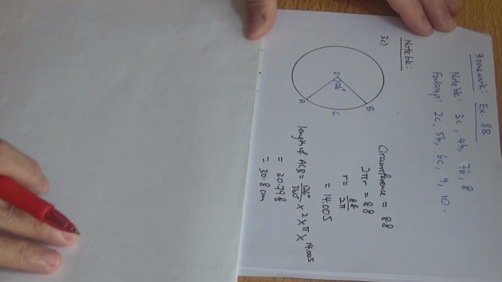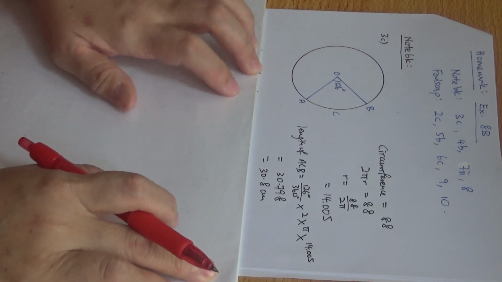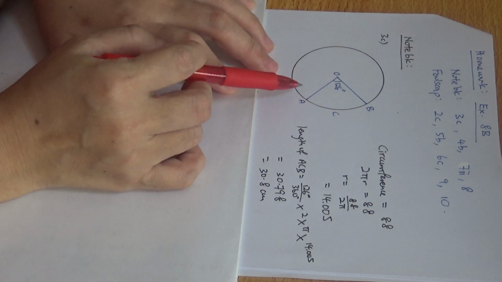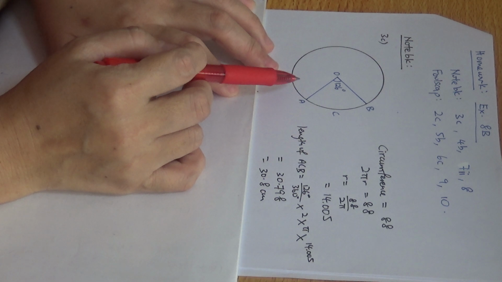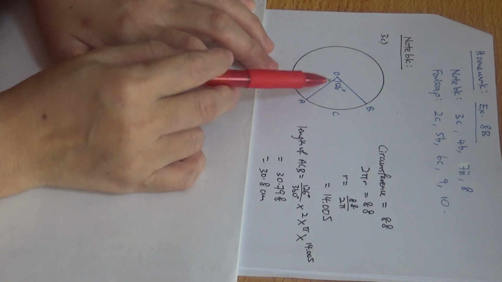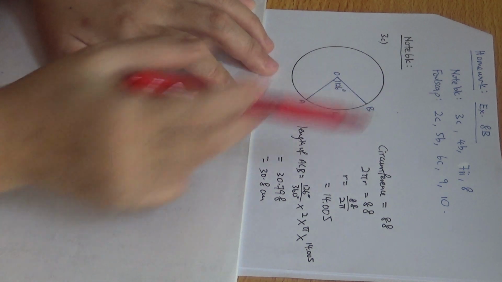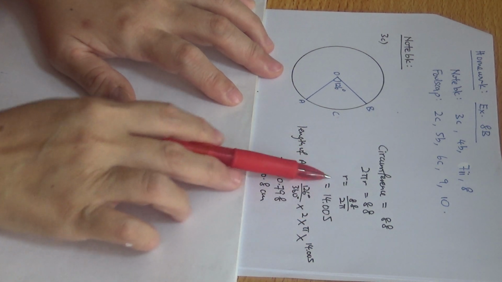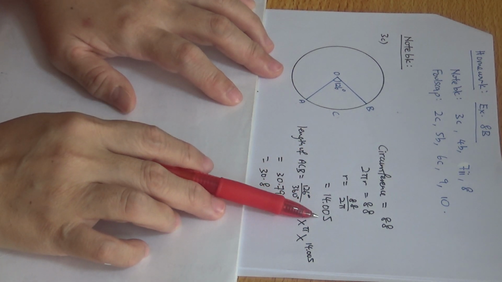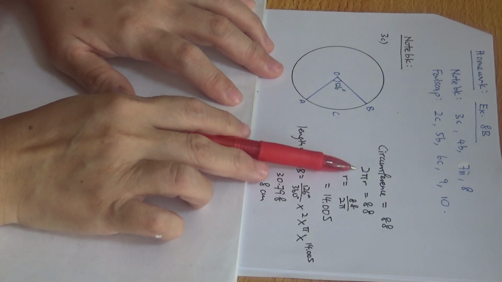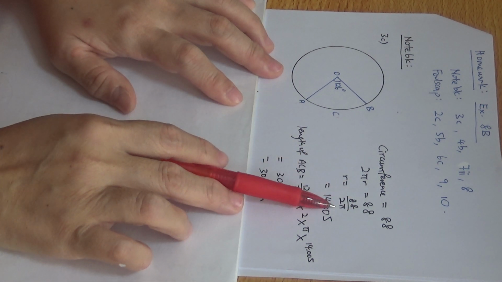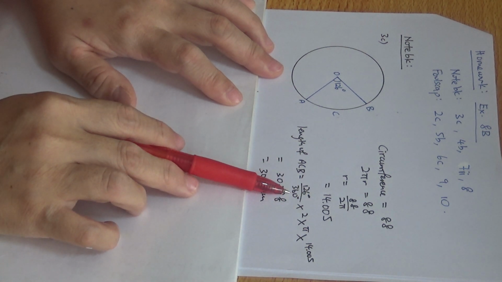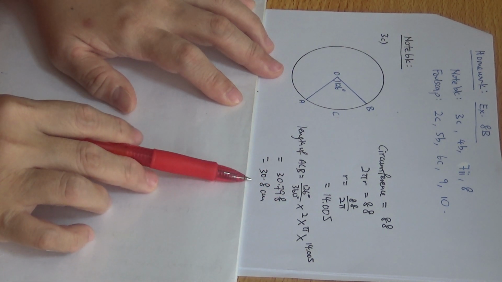Okay, now the question says that this is 126 degrees, and you're supposed to find the length of arc ACB and the area of the sector OACB. First of all, the circumference is 88. Therefore, you can get the radius as 14.005. Applying the circumference formula, 2 pi r is 88, r is 88 over 2 pi. We'll get the radius as this. Now, length of arc is 126 over 360 times 2 pi r. So we'll get this answer.